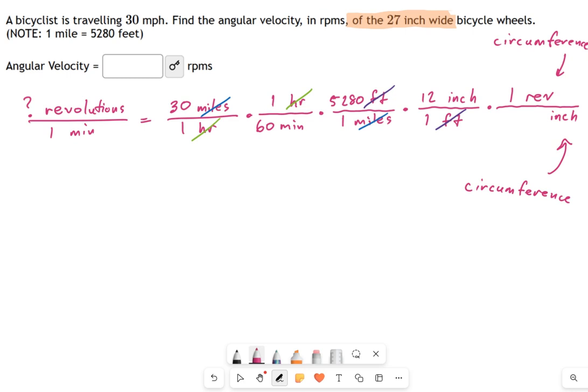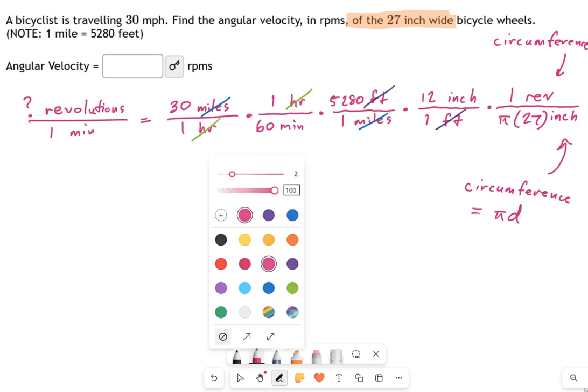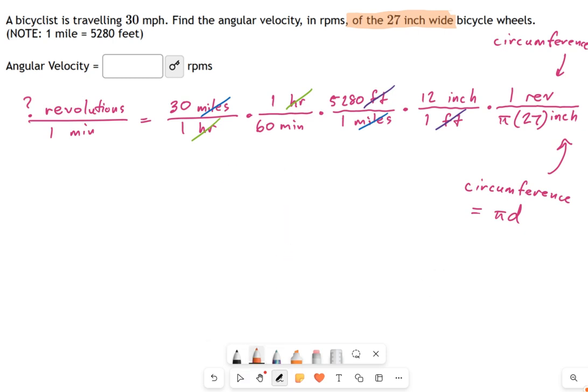You have to remember the formula for circumference is pi times diameter. The diameter is a 27-inch wheel, so this is going to be pi times 27. That's how many inches are in a circumference. So finally our inches are going to cross out, and what we have left is revolutions per minute, which is exactly what our answer wants.